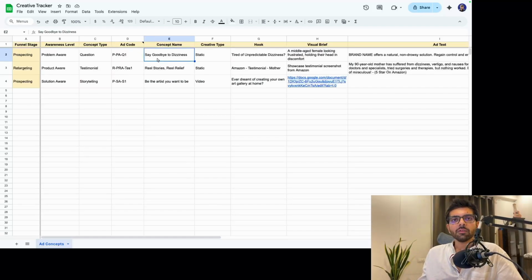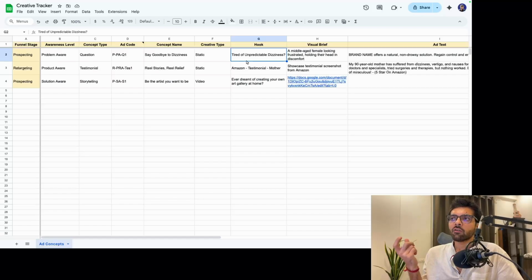The concept name is Say Goodbye to Dizziness. This is the concept that we have developed based on the product and audience information that we have. We want to create a static. The hook that we are going for: tired of unpredictable dizziness, right? This is a pain point that we figured out for this product. It was related to older people who were getting dizziness whenever they were playing with their grandkids or something. That's what we realized. It was primarily happening with middle-aged females.